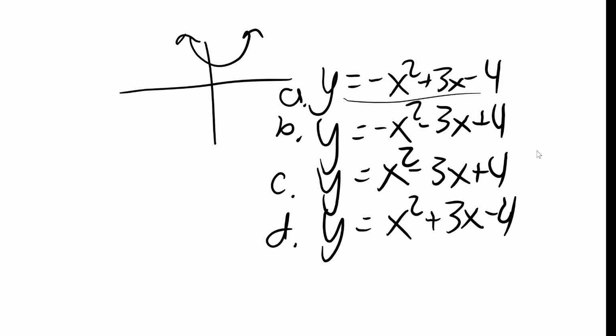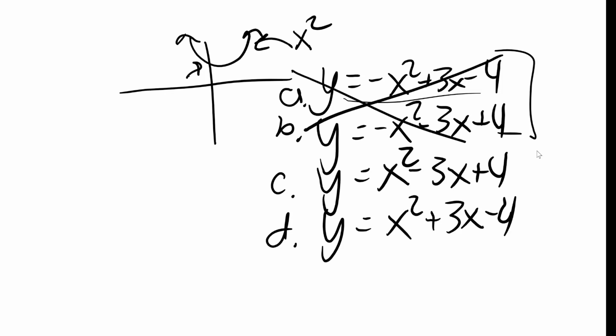If we look at this graph I drew here, it has a positive y-intercept, and it's an up parabola. So because it's an up parabola, I know it has a positive x squared first. If it had a negative x squared first, like these first two, A and B here, it would be a down parabola. It's an up parabola, not a down parabola, so I can instantly get rid of A and B.